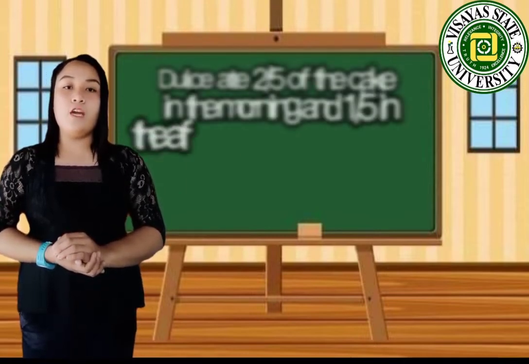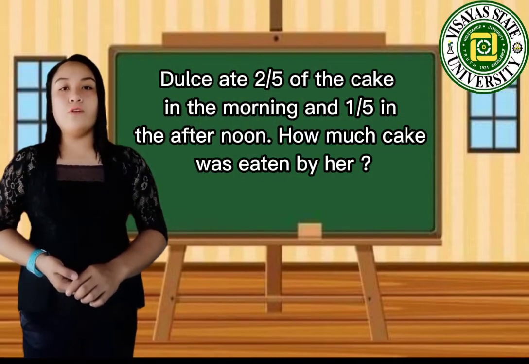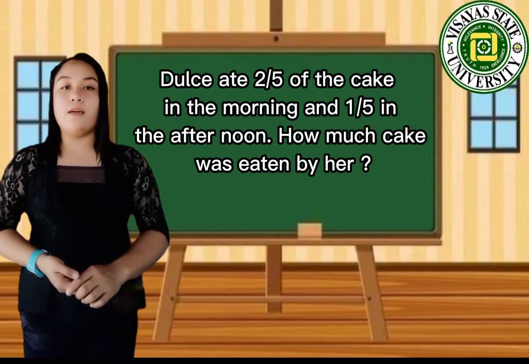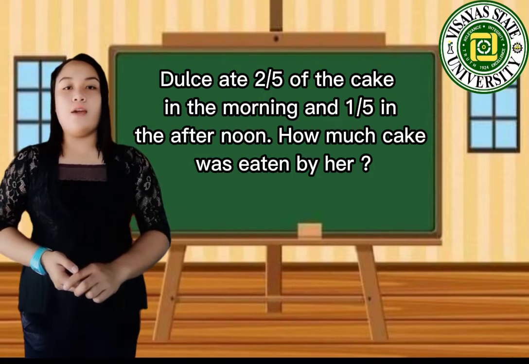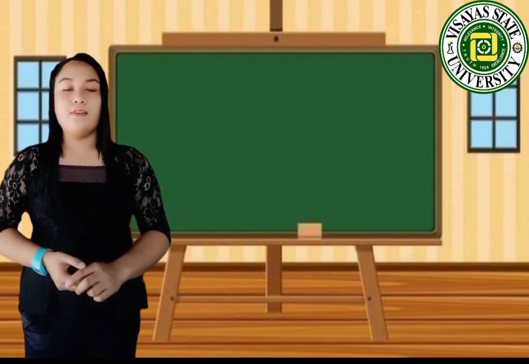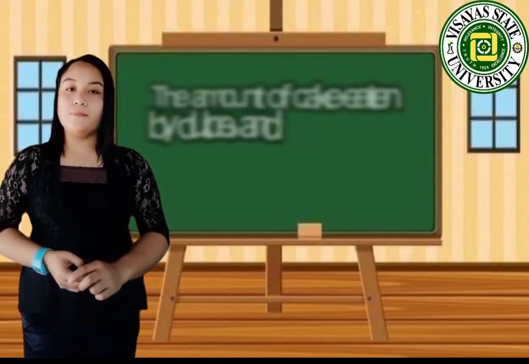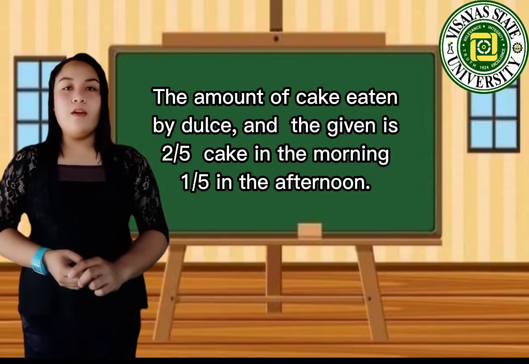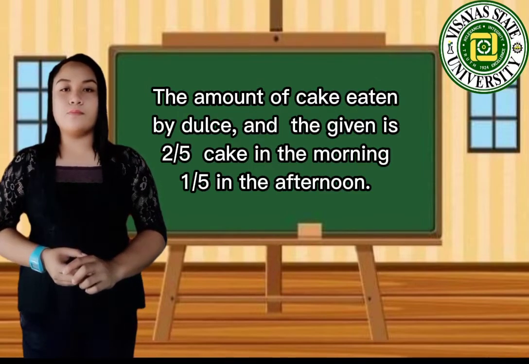So, I have an example here. Dulce ate 2/5 of the cake in the morning and 1/5 in the afternoon. How much cake was eaten by her? So, what is asked in the problem? Very good. The amount of cake eaten by Dulce.